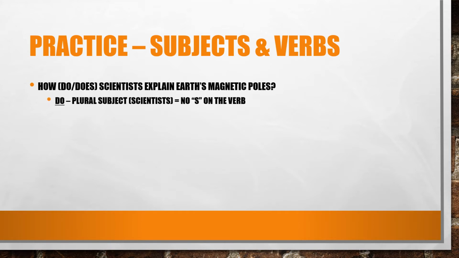And here we have a helping verb that we're looking at specifically. Because it comes in the form of a question, we have to shift it around a little bit. But our plural subject, again, is scientists. And because we have a plural subject, the verb that we're looking for between do and does is going to be the one that does not end in s, which in this case is do. How do scientists explain Earth's magnetic poles? And not how does scientists explain.